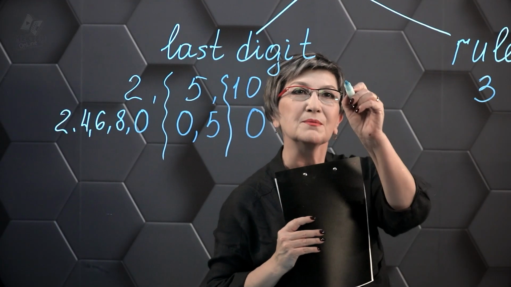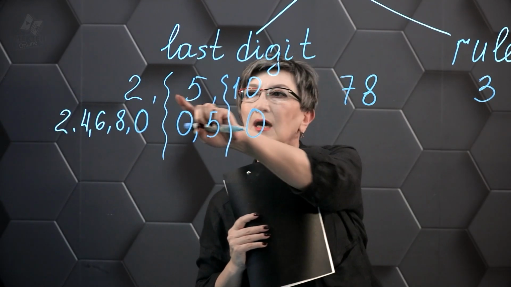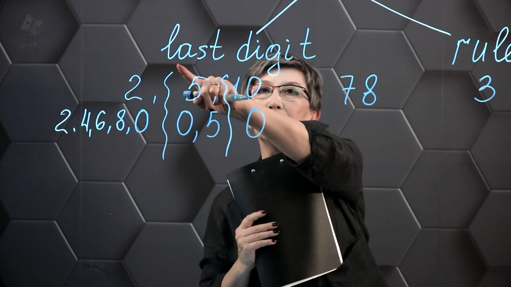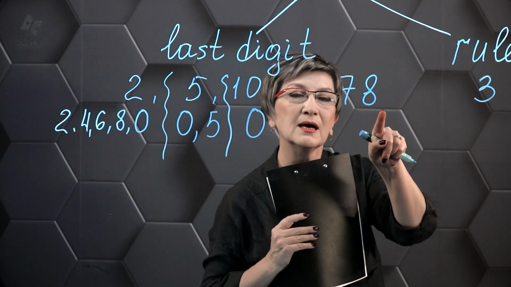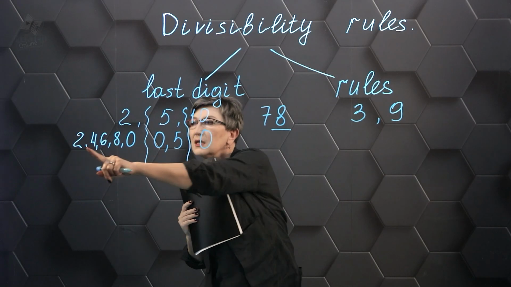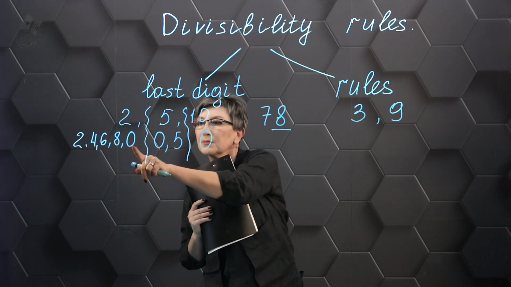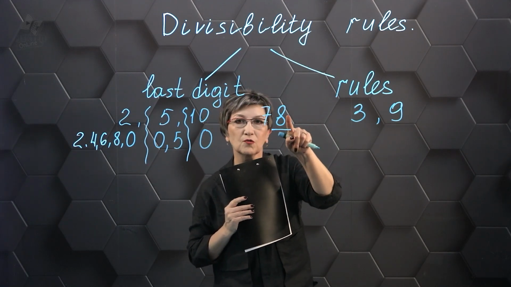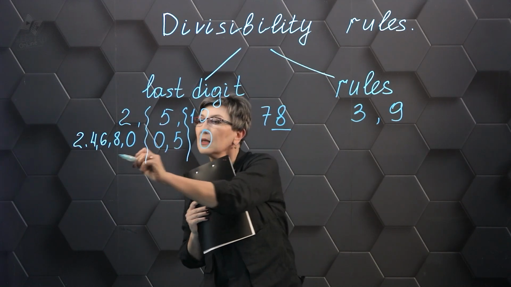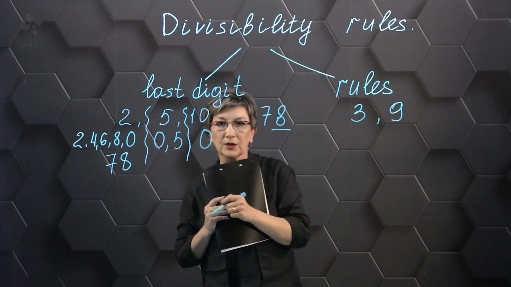Let's look at an example. The number is 78. Which of these numbers will the number 78 be divisible by? By rule, we have to look at the last digit. The last digit is 8. If the last digit of a number is 2, 4, 6, 8, or 0, and in this case it's 8, then that number can be divided by 2 without a remainder. So I'm going to write this number in the column under 2.